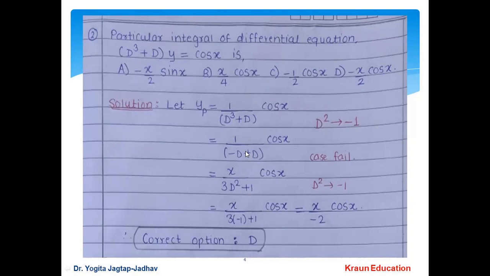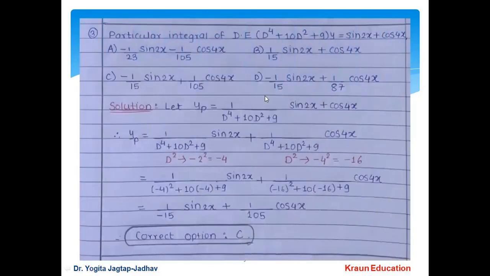And when we have a case of failure, we have to multiply the numerator by x and take the derivative of the denominator with respect to D. Here the derivative of D cube plus D is 3D square plus 1. Once again, do the corresponding replacements. Here we replace D square by minus 1. When I replace D square by minus 1, we have 3 times minus 1 plus 1, that is equal to minus 2. Therefore, the correct option is D option.